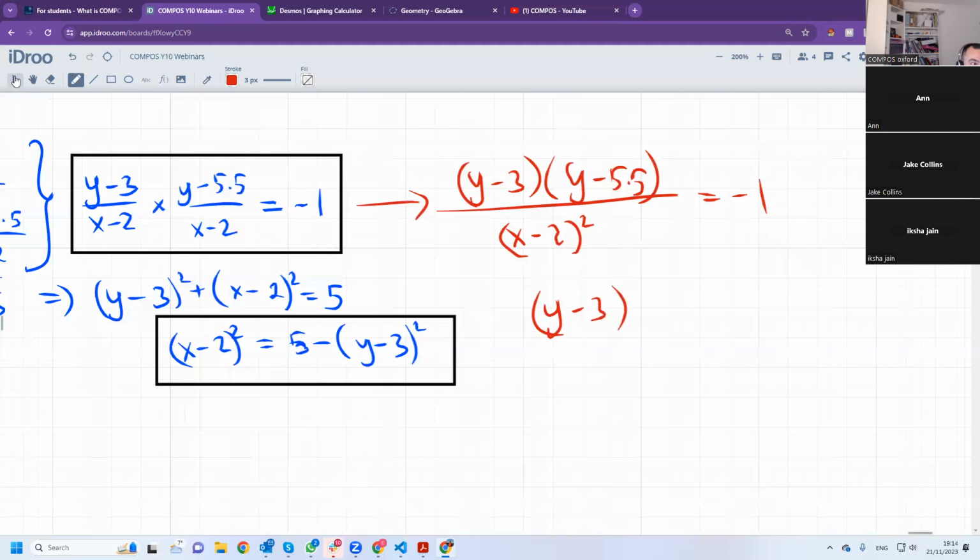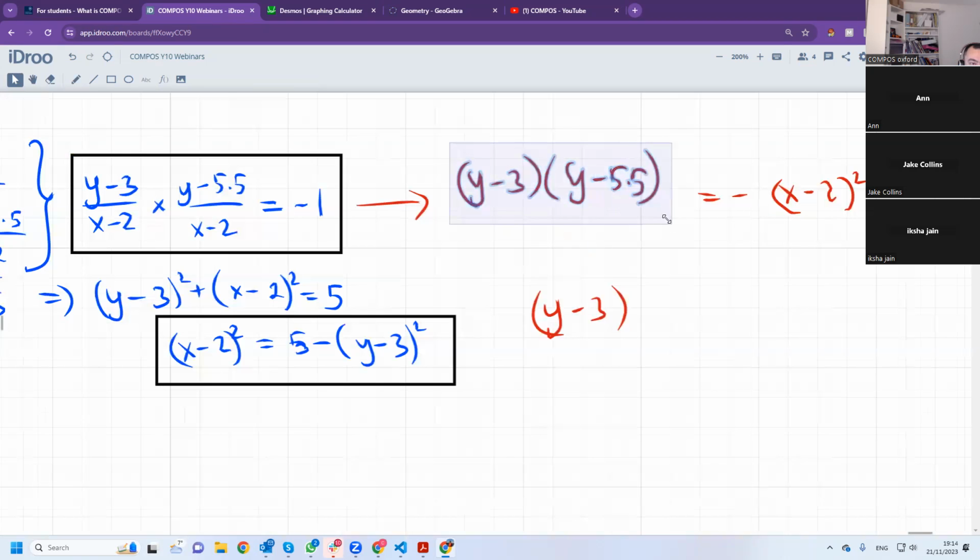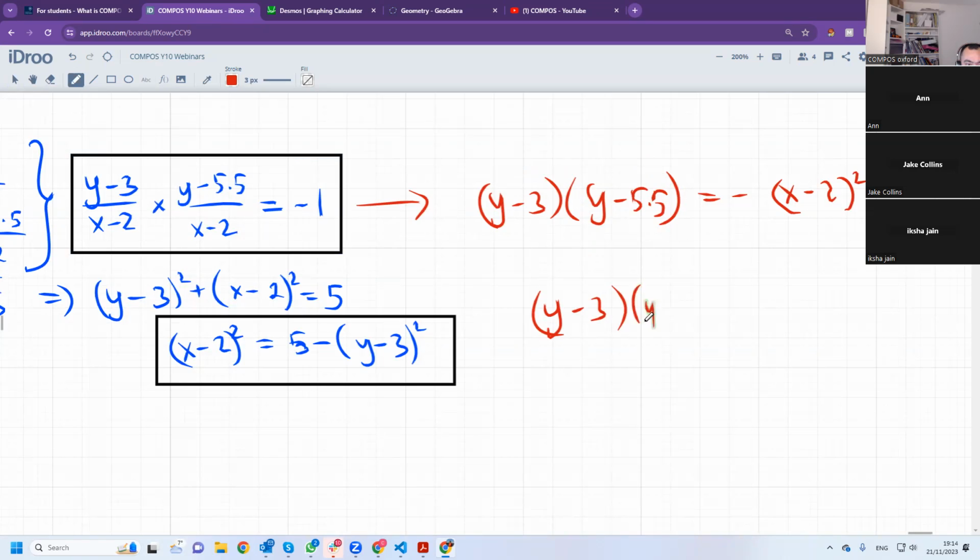Let's multiply this by that. So it's going to be like this. Okay, so y minus 3 multiplied by y minus 5.5 has to equal minus that. So it's y minus 3 squared minus 5. And now I just open the brackets and solve a quadratic within y.